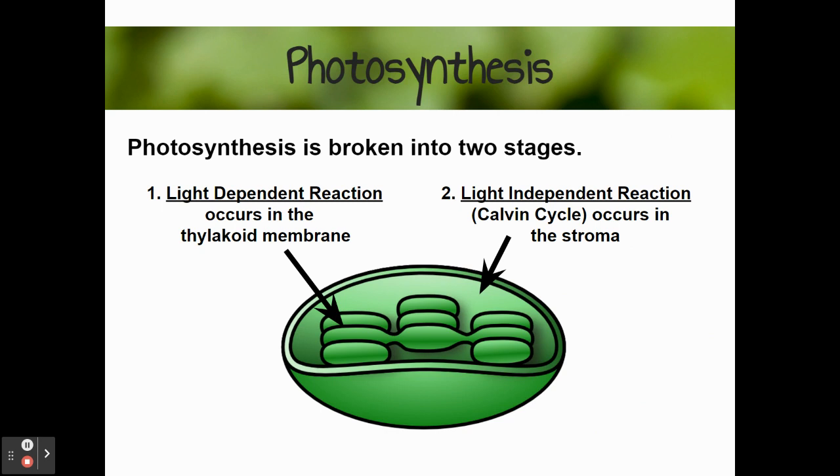Photosynthesis is broken down into two stages, the light-dependent reaction and the light-independent reaction. Both reactions are in the chloroplast, but they happen in different parts of it. The light-dependent reaction is in the thylakoid membranes, those little green pancakes that are all stacked up. The light-independent reaction is in that fluid, the stroma that fills up the chloroplast.